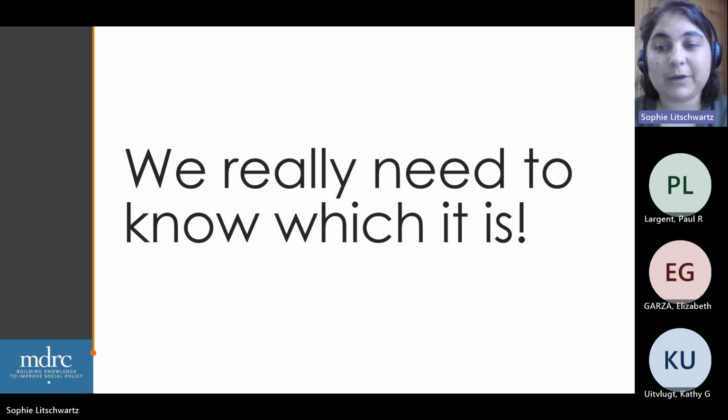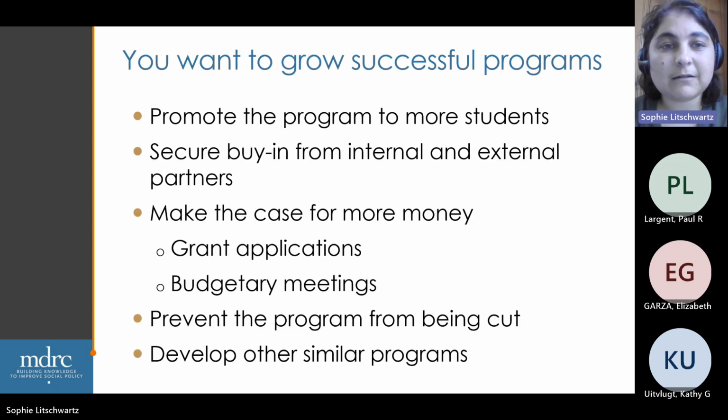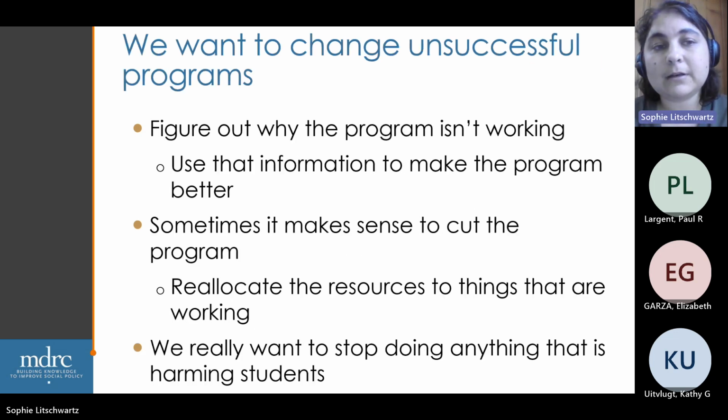I really want to know which of these things it is, because I'm going to want to grow a successful program. I'm going to want to promote the program to more students. I want to secure buy-in from internal and external partners. I want to make the case for more money for my program in grant applications and in budgetary meetings. I want to make sure the program doesn't get cut. And I want to develop other similar programs. And if my program is unsuccessful, I really want to figure out why it isn't working and make the program better. Or sometimes it's just going to make sense to cut the program and reallocate the resources to things that are working. Or if my program is hurting students, I really want to stop doing that.